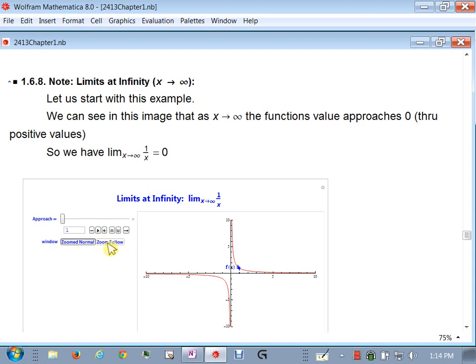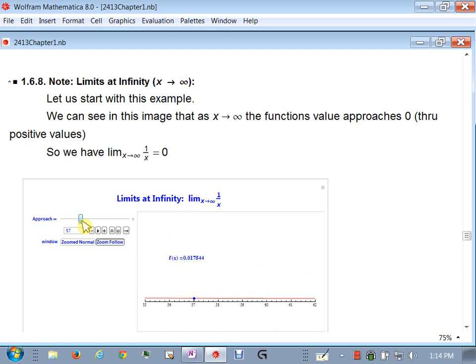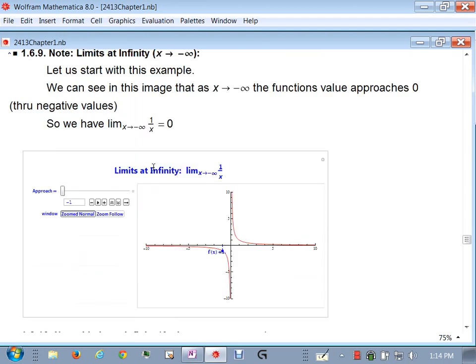In fact, I'll zoom in. As x goes out, notice my x value is changing here, right? I'm going out. Can you all see I'm out at 81 right now? Look at my function's value. It's getting closer and closer and closer to 0, right? Closer and closer the further I go out. So as I go out to infinity, the graph is getting closer to 0. So does that make sense that this would be true? Yes?